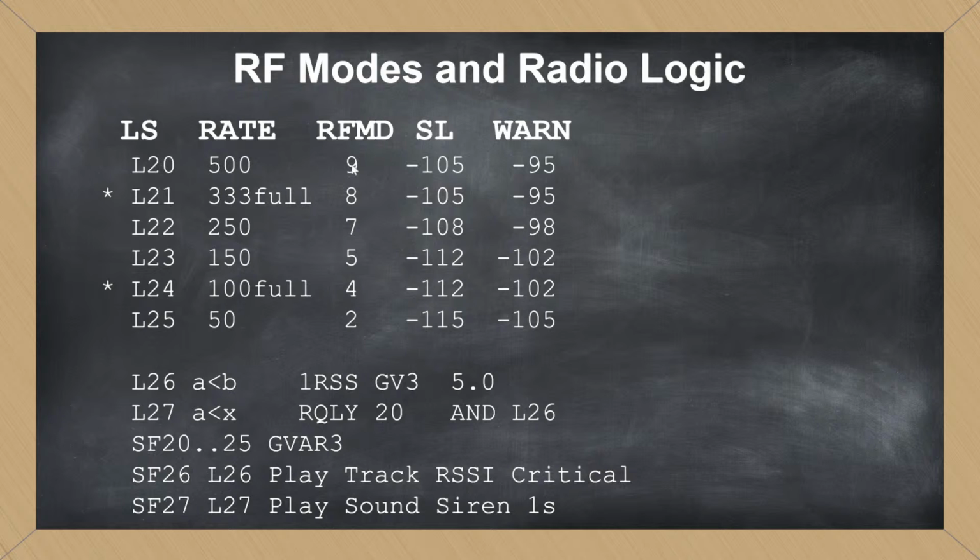That one's RF mode number 9 and a sensitivity level of negative 105. When I use my padding, the padding number is negative 95. This will all make sense in just a moment. As soon as you see the config, you'll understand it, okay?